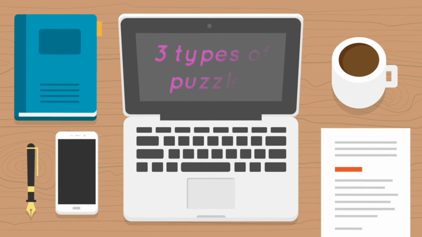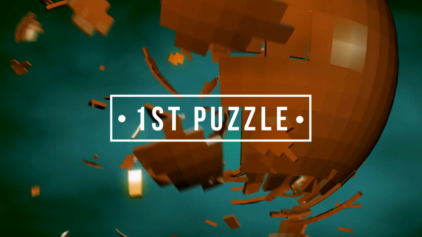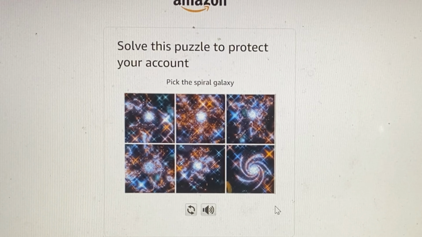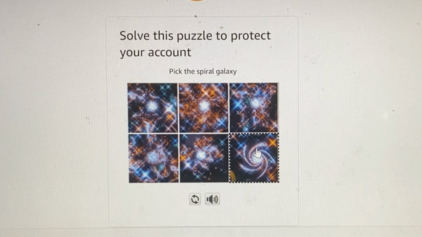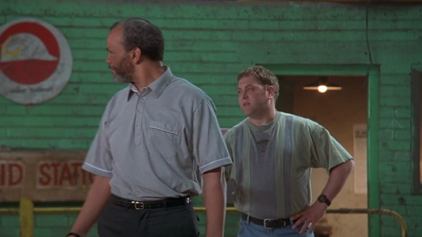Okay. So there are three types of puzzles that could come up. The first one that could come up is a really easy puzzle. It's as easy as pick the spiral galaxy. When there's just one spiral galaxy, it's easy to figure it out. You just pick the odd one out. You spot the odd one out. And then you're done. Oh, well, that's easy.